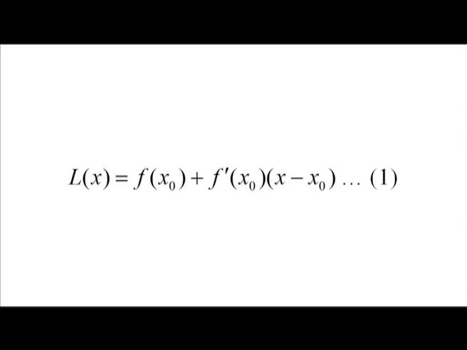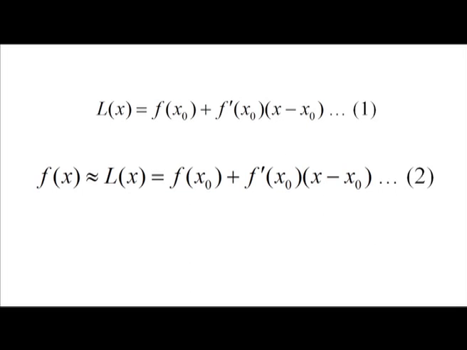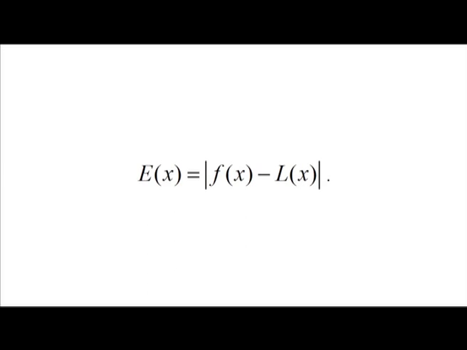The approximation f(x) ≈ L(x) = f(x₀) + f'(x₀)(x − x₀), we call it equation number 2, of f by L is the local linear approximation of f at x₀. The point x = x₀ is the center of the approximation. The absolute value of the error at a point x is given by E(x) = |f(x) − L(x)|.